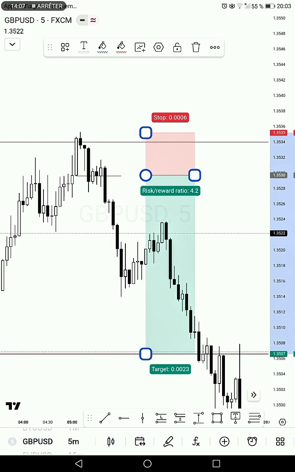Look at this, a 6 pip stop loss and a 23 pip take profit. Even if it is on a $10 account, maybe your maximum risk is $1 or $1.05. In this case right here, you can use a 0.02 lot size, because even if you use a 0.01 lot size, it gave you a loss of 60 cents, and 60 cents times 2 is 1.